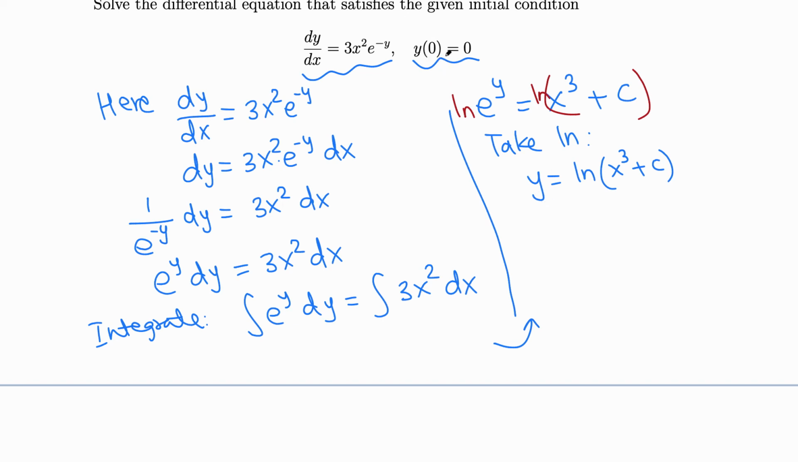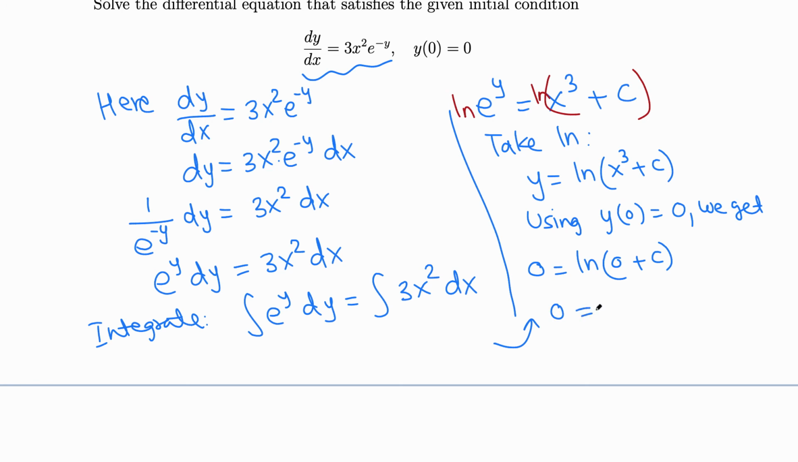Finally, we want to use this initial condition to determine the value of c. Using y of 0 equals 0, that means y is 0 when x is 0. So we get 0 equals the natural log of 0 cubed plus c. 0 cubed is 0, so 0 equals the natural log of c.